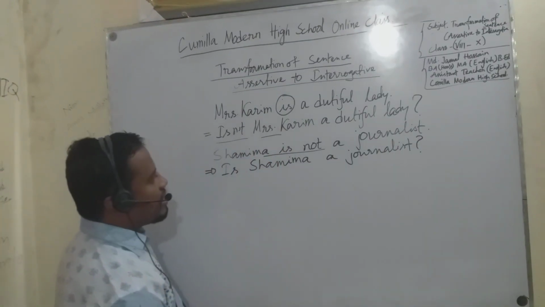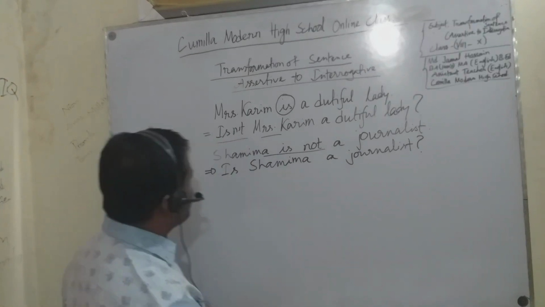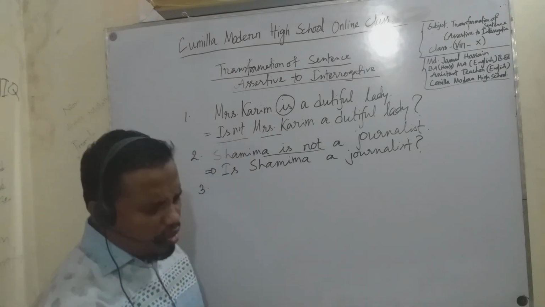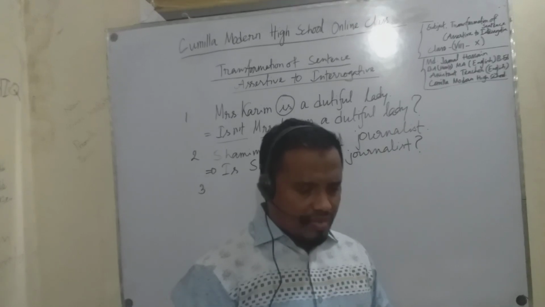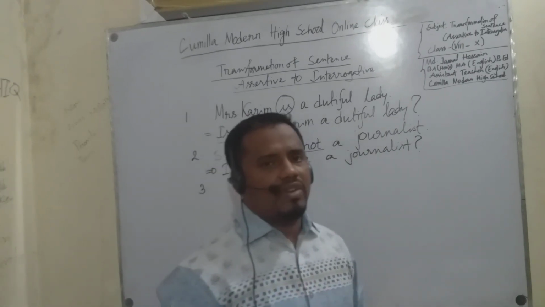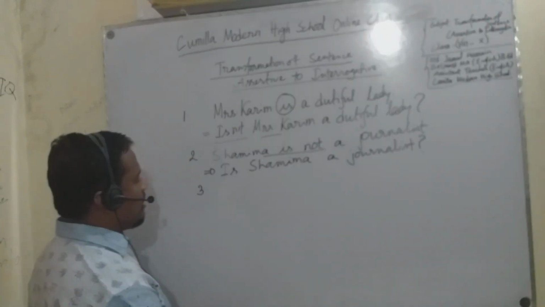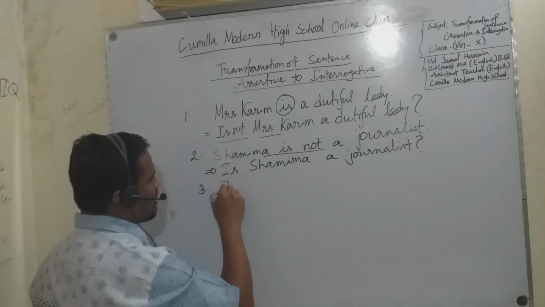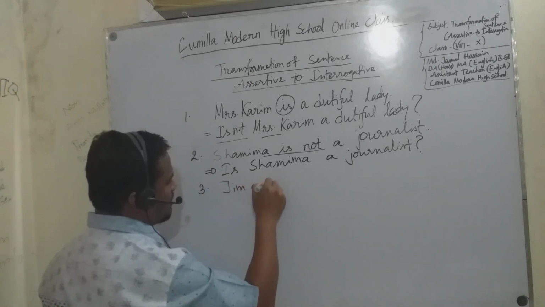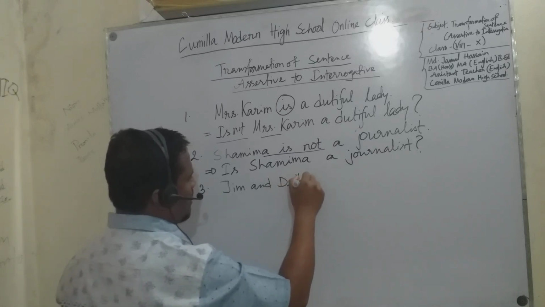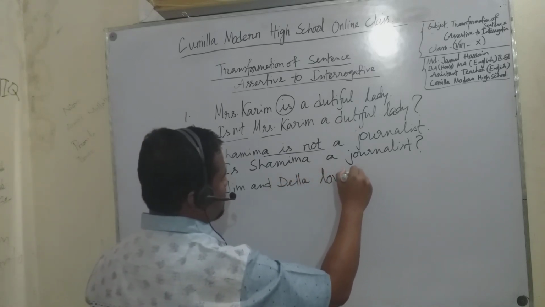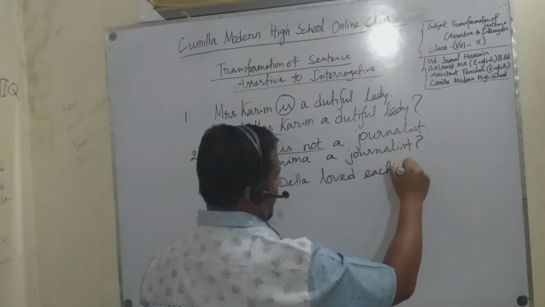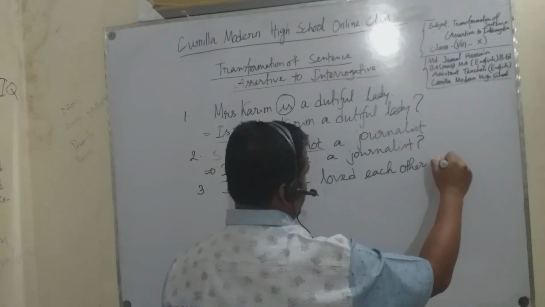Now I would like to give you another example. If there is no auxiliary verb, any form of be verb, do verb, have verb, then what will you do? At first I will write down the sentence. Jim and Della loved each other very much.